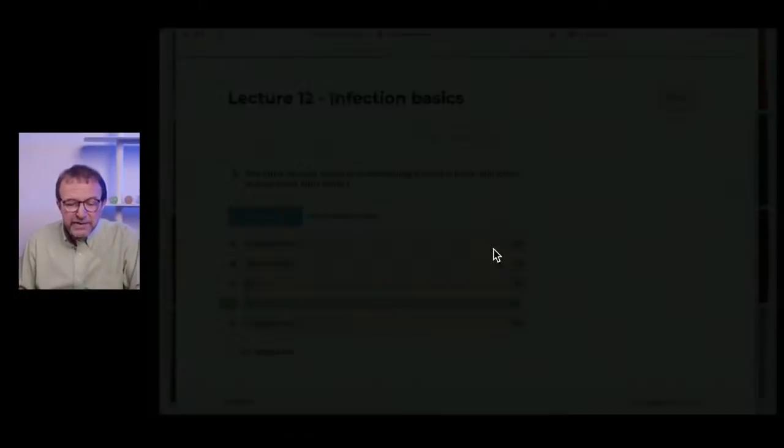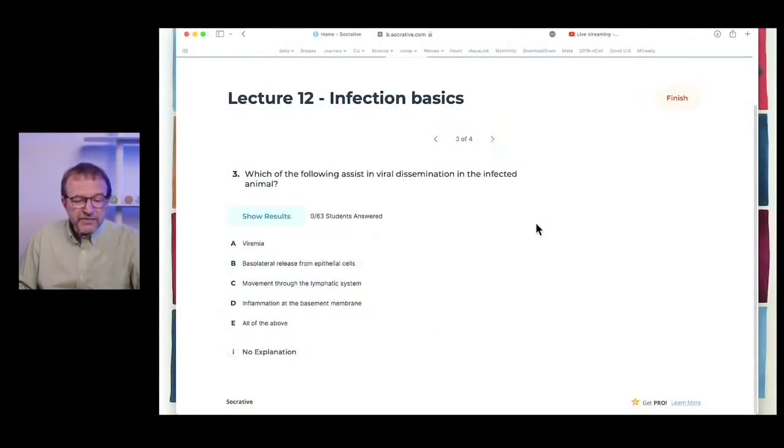Time for another quiz. Which of the following assist in viral dissemination in the infected animal? Viremia, basolateral release from epithelial cells, movement through the lymphatic system, inflammation at the basement membrane, and all of the above. And then while you're looking at that, let's check out some questions.